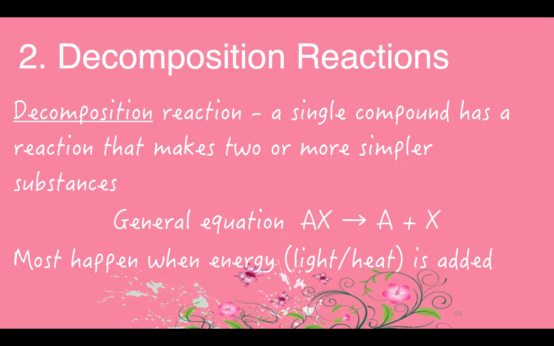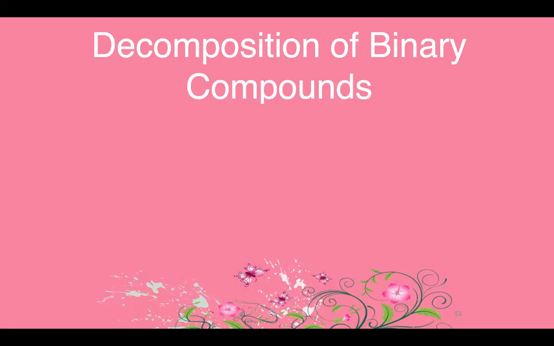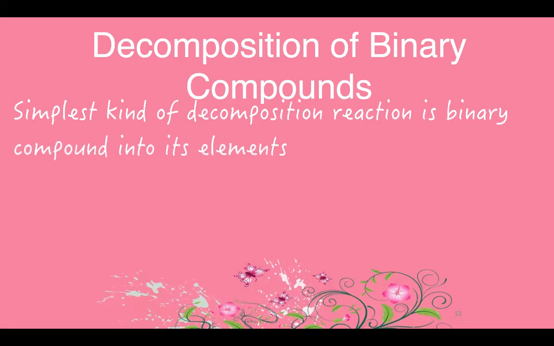This one is probably the easiest one because you have only one reactant. If you have only one reactant and a chemical reaction takes place, there's only one possibility in that it breaks down. That's decomposition. A lot of times there is a need for some kind of energy to make this happen, either through light or heat. The simplest kind of decomposition is binary compounds.